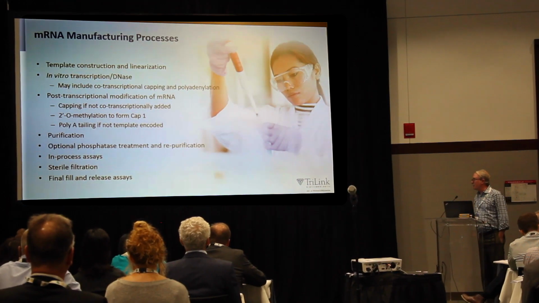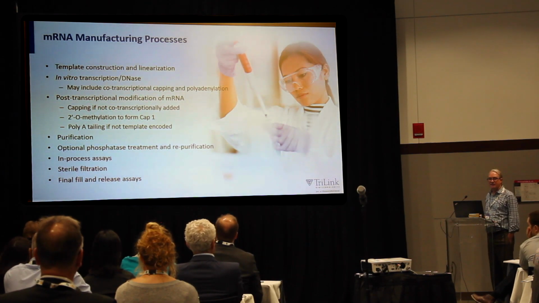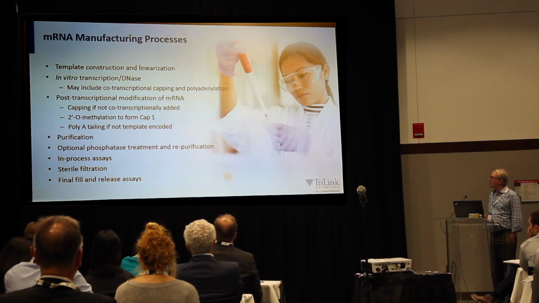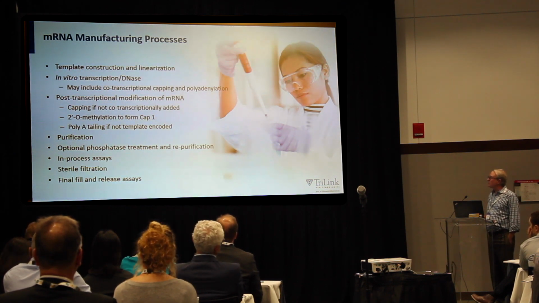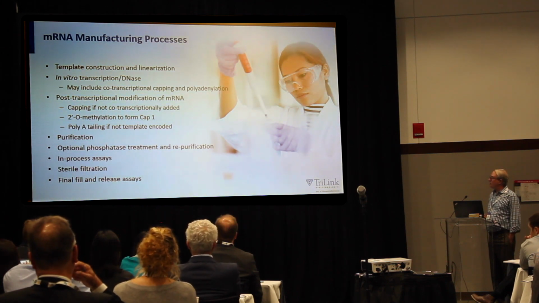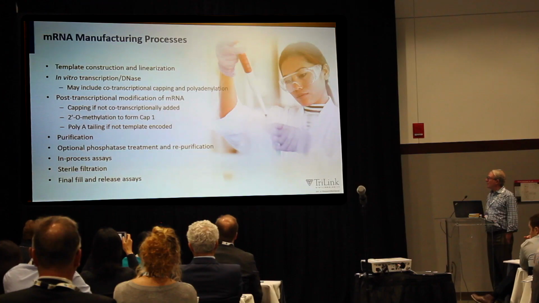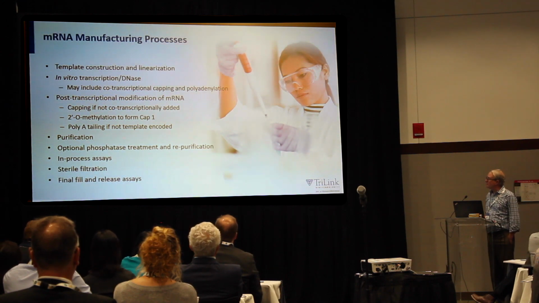So during the manufacturing process, the first thing we do is we think about the template design and construction, and then we linearize the template. You do in vitro transcription with the T7 polymerase, and then you may include a DNase step to degrade the DNA template. There's a number of post-transcriptional modifications which are possible. For example, if you have not co-transcriptionally added your cap, you can do that enzymatically. You can 2'-O-methylate the RNA to form what's called a cap1 structure, and we'll talk a bunch more later on about cap structures. And you can add a poly-A tail if it wasn't templated.